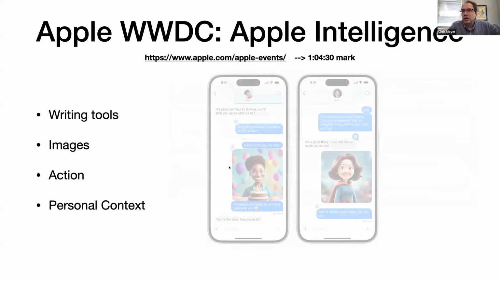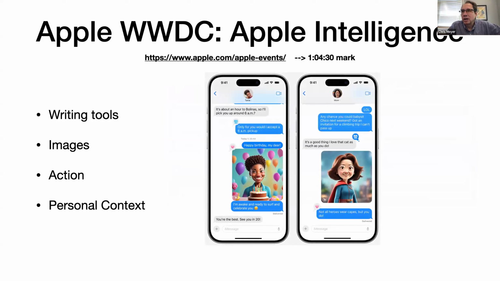It also does generative image generation. So if you say, hey, someone's having a happy birthday, you can take an image of that person and sort of cartoonize them with a birthday cake and balloons and stuff like that, or say your mom wears a superhero cape. I mean, kind of fun, but I don't know how much I'd actually use this.